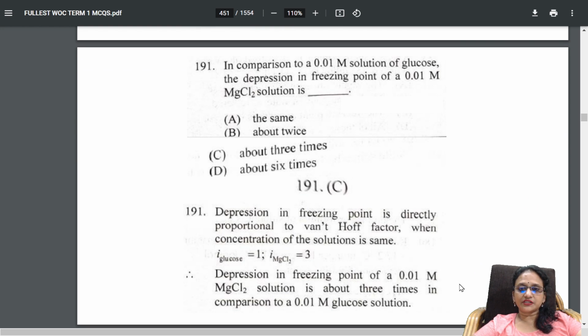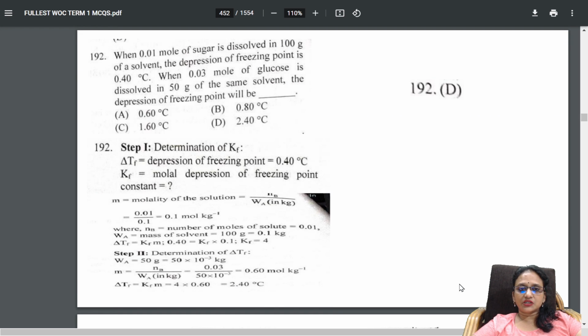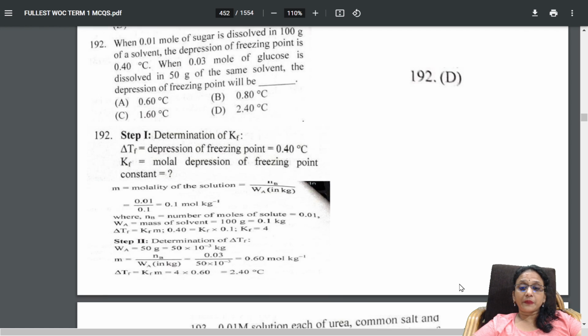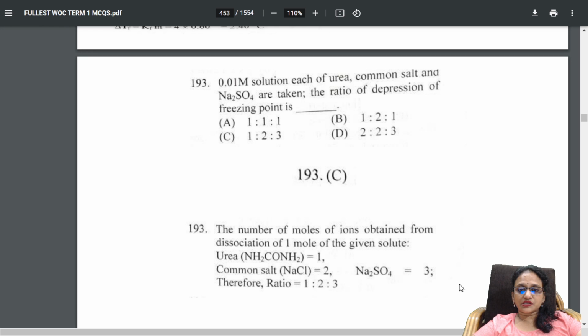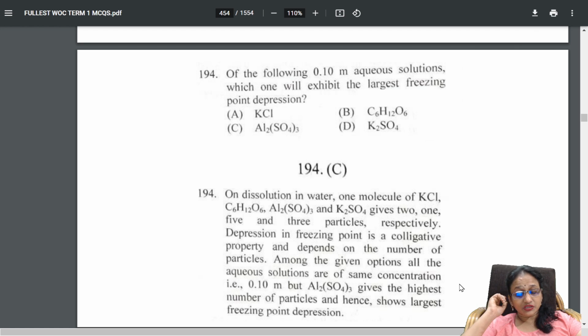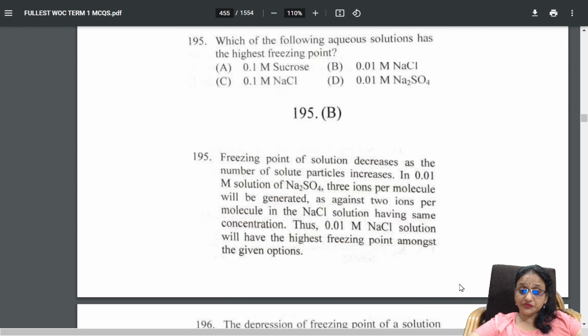Okay. Van't Hoff factor question based on the number of ions. This is one more numerical based on your TF. This is one question based on your dissociation of ions. This is a question which is talking about your freezing point, which will have the largest. So this is also based on your dissociation of ions. Which of the following aqueous solutions has the highest freezing point? Explanation is given below. Go through it.